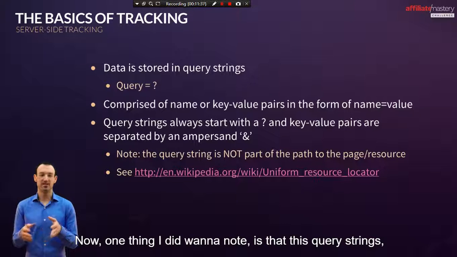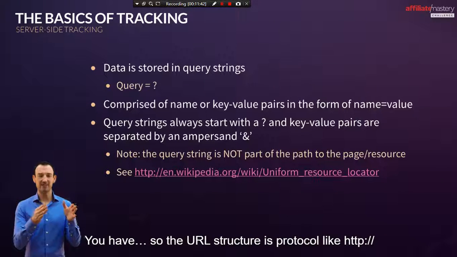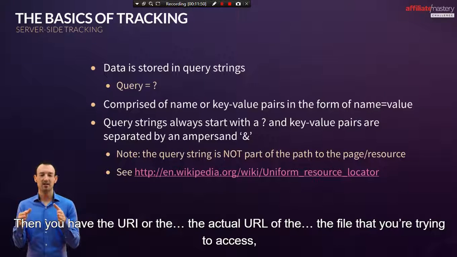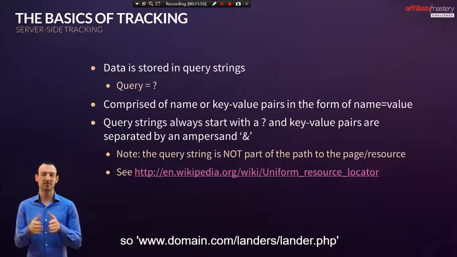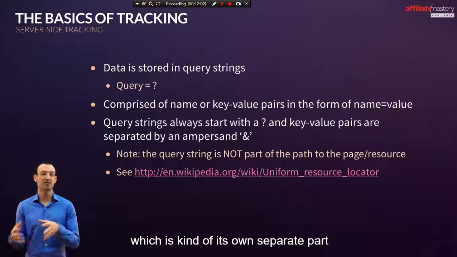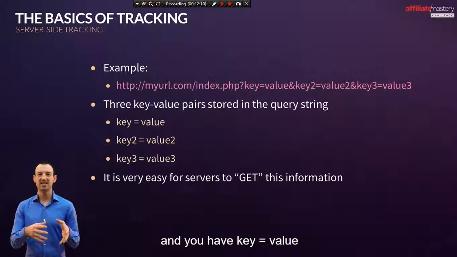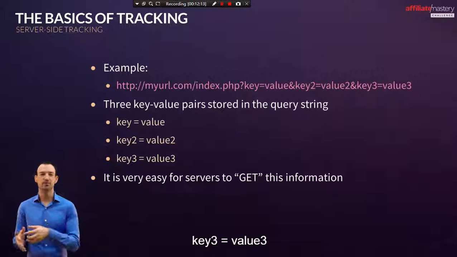Now, one thing I did want to note is that these query strings are kind of like a separate part of the URL. The URL structure is the protocol, like HTTP://, then you have the URI, or the actual URL of the file that you're trying to access, so www.domain.com/landers/lander.php, and then the question mark denotes the start of the query string, which is its own separate part. So to give you a full example, here's a URL with a query string in it, and you have key equals value, key2 equals value2, key3 equals value3.